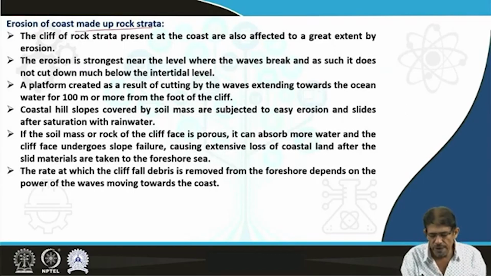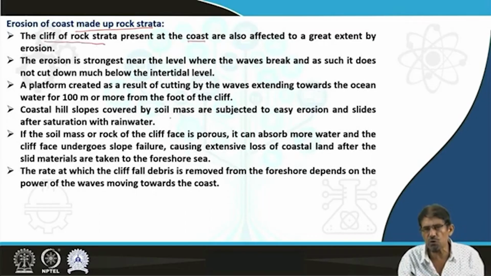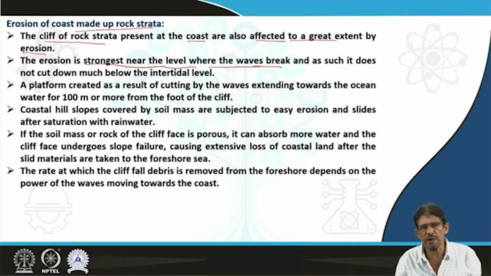If the shore area is made up of rock strata, the cliffs of rock strata present in the coastal zone or shore zone are affected to a great extent by erosion, and the erosion is strongest near the level where the waves break. As in previous discussion, the wave breaks close to the shore or coastal area. The breaking of waves results in a lot of erosional effect due to the formation of currents which try to move or collect the material from the shore area and take the material toward the deeper side, the offshore side.